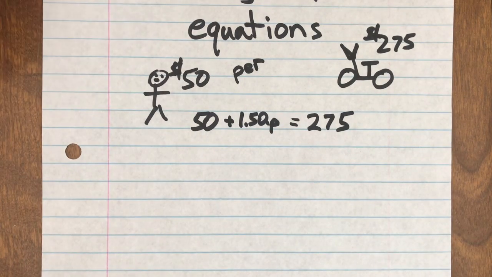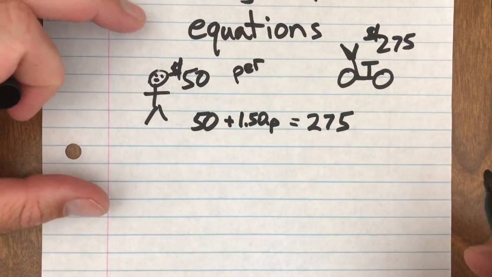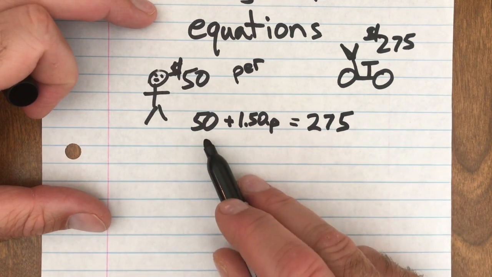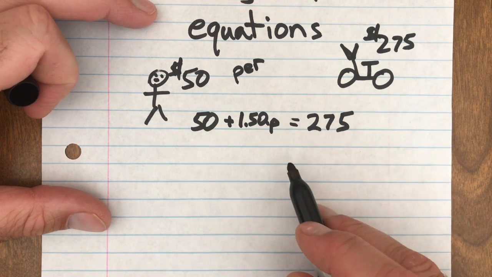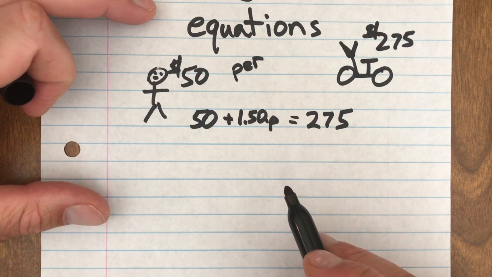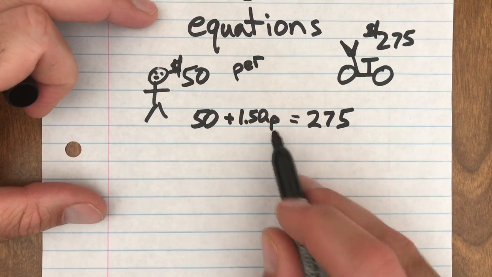Well, at this point, some students will want to guess and check and just try different numbers. So plug in a 5. Well, 5 times $1.50 plus $50 is way too small. It's not $275, and they try different things with their calculator, which will eventually probably work, but it's not the best way to do it. So instead, we want to do inverse operations and get the p by itself.